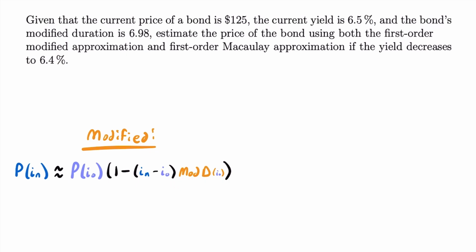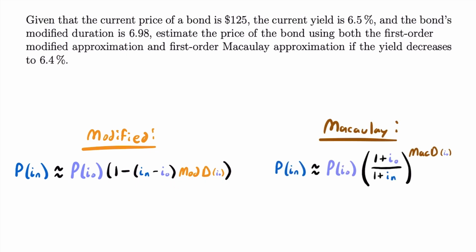Now let's take a look at the Macaulay approximation. This formula is slightly different. The new price of the bond, or the price at the new interest rate, I sub n, will be approximately equal to the original price, or the price at the original interest rate, multiplied by the quantity of 1 plus the original interest rate divided by 1 plus the new interest rate, raised to the power of the Macaulay duration using the original interest rate, I naught. Okay, so once again, as expected, for a Macaulay approximation, we make use of a Macaulay duration. And so those are the two formulas for our different approximation methods for estimating prices.